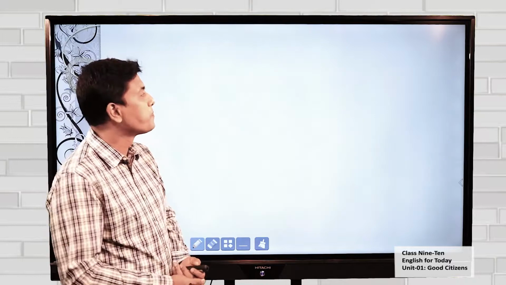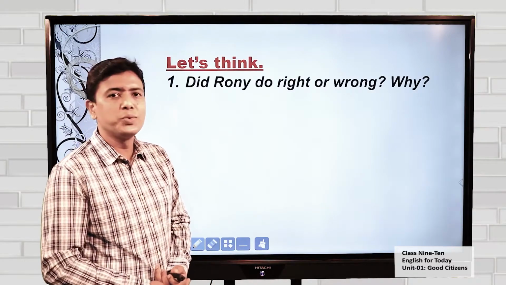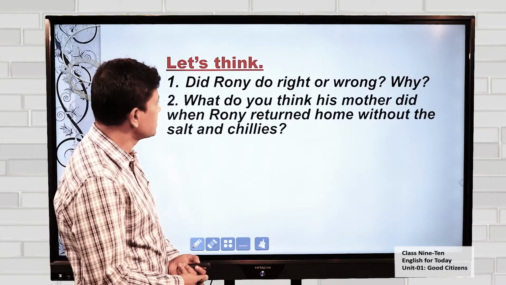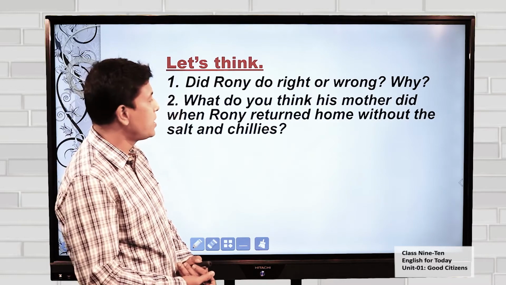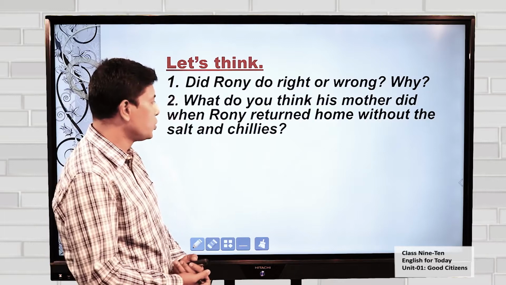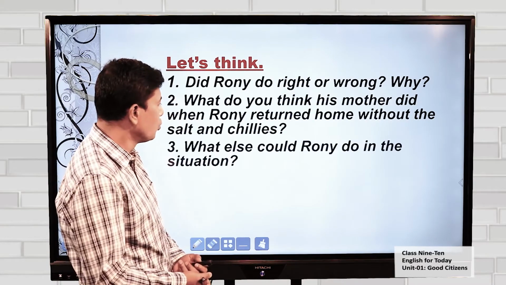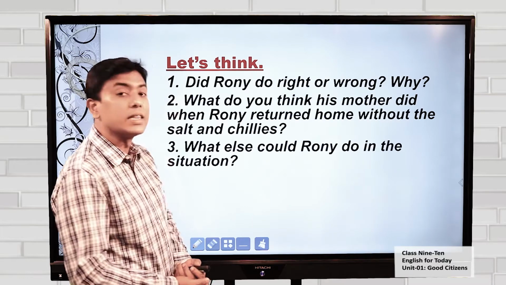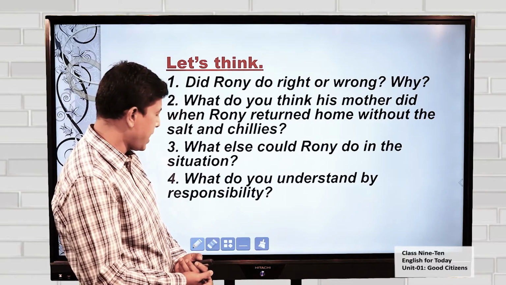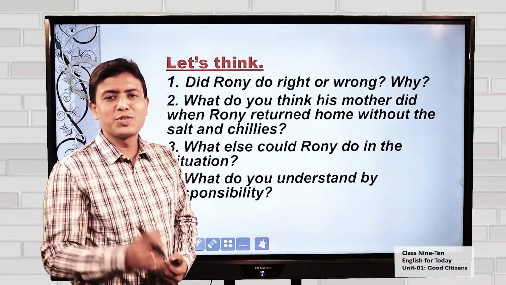Now think. Think the first one. Did Ronnie do right or wrong? Why? Next, what do you think his mother did when Ronnie returned home without the salt and chilies? Next, what else could Ronnie do in the situation? And lastly, what do you understand by responsibility? Keep thinking. I will get back to you.